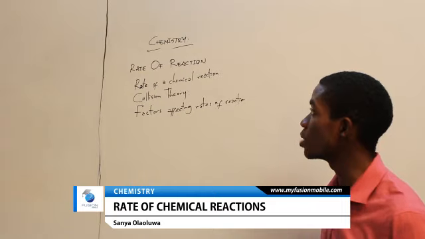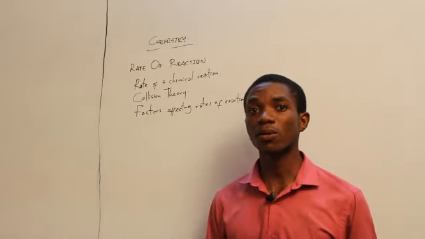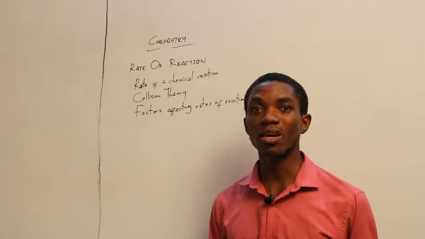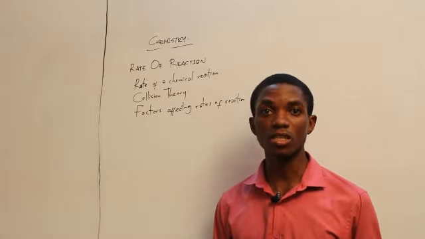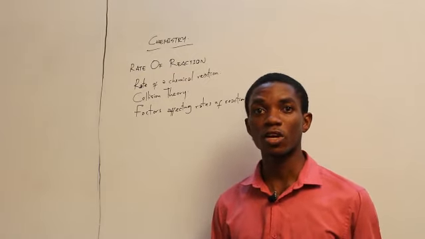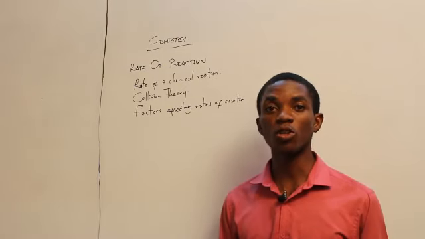So when we talk about rate of chemical reactions, what comes to mind? In the previous lesson, we talked about chemical reactions and what they involve. They involve a certain degree of heat, and we also know that this heat has an influence on the reaction, whether it will occur or it will not occur.